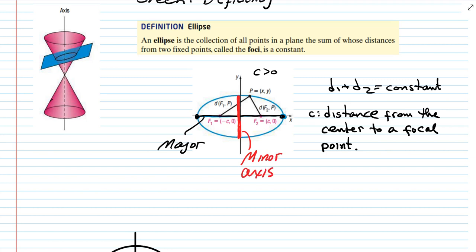Okay. Now, the end points of the major axis are where the vertices are, call them V, V prime. And the end points of the minor axis, call them W, W prime, are where the co-vertices are. So we have vertices and co-vertices. Now the distance from the center to a vertex, this distance is going to be A. The distance from the center to a co-vertex, that's what B is.